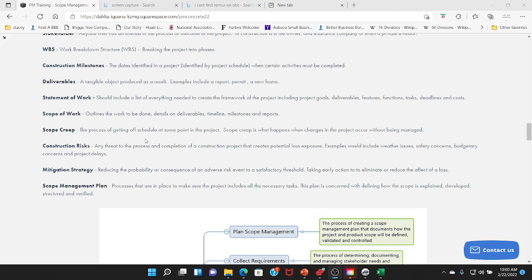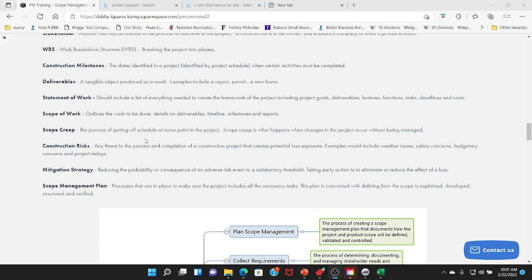Construction risks: any threat to the process of completion of the project. So we always want to do a risk assessment when we know what we're going to do. You do that in life. You do that going to Walmart. Let me do a risk assessment. Where are the exits? Now look way in front of you. So what could I be talking about? Know what your possible risks are when you are doing anything in life, let alone the project. So any threat to the process of completion is a risk.